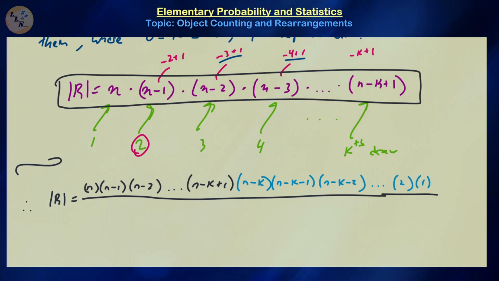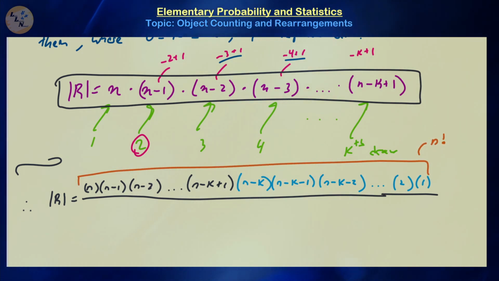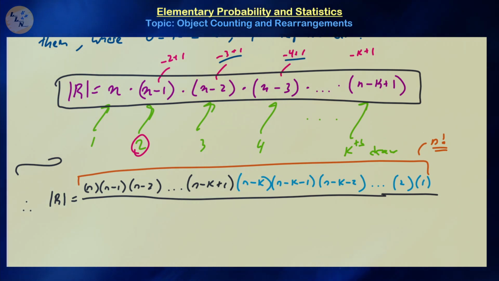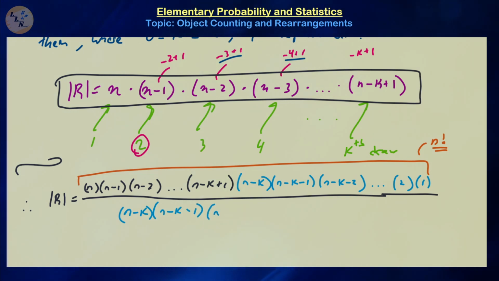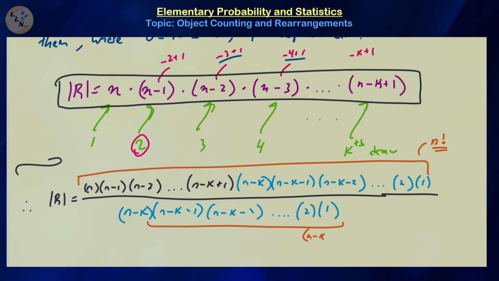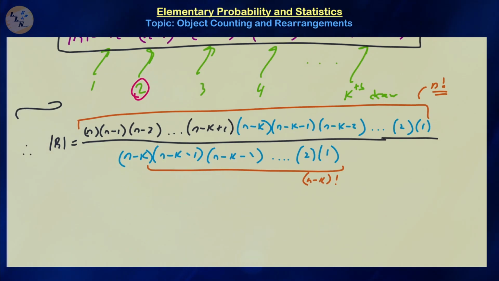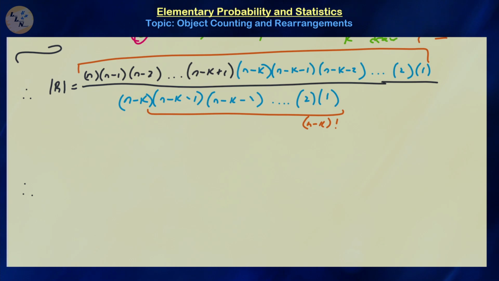Now that numerator should look familiar because that's precisely n factorial, right? So on the bottom, since we introduced this blue thing, if we do something to the top of this fraction, we have to do the same to the denominator as well in order to keep this fraction equivalent. So that's going to be equal to n minus k times n minus k minus 1, n minus k minus 2, all the way down to 2 times 1, and that's precisely equal to n minus k, the quantity, factorial. So therefore, we have a nice condensed representation for this.